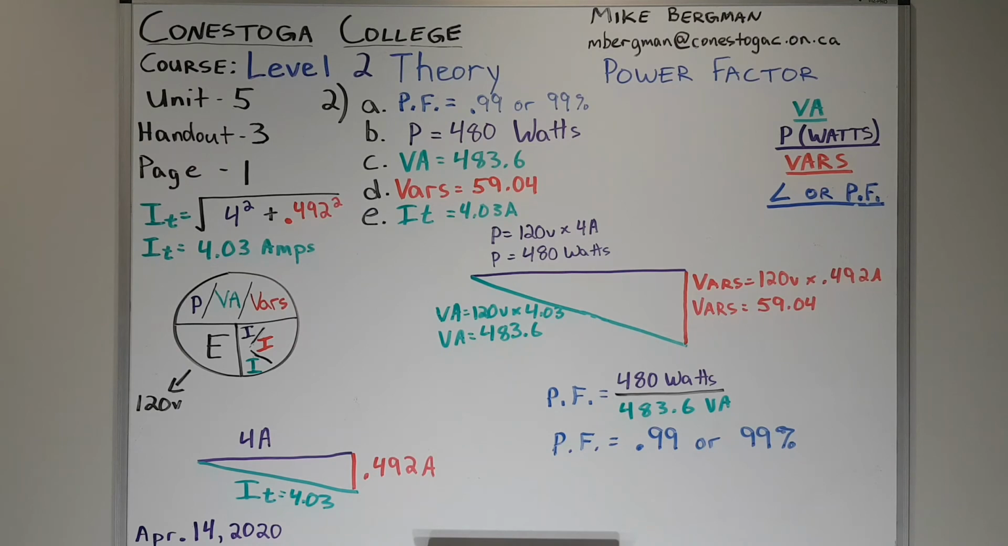So in this case, I decided to take 480 watts divided by 483.6 VA. I get 0.99 or 99%. So about as good as you're going to do without actually being unity power.